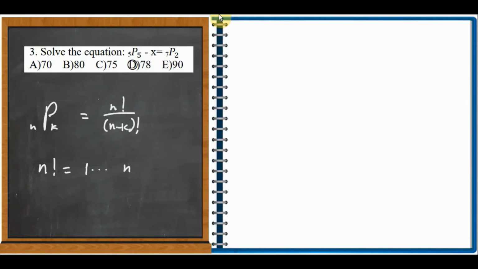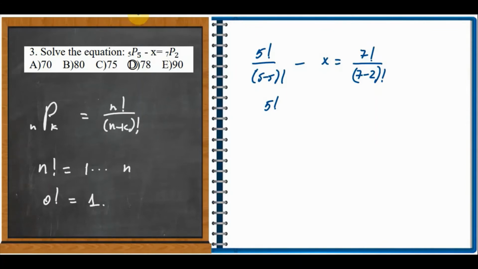Now, let's apply this formula. P 5 out of 5 will be 5 factorial over 5 minus 5 factorial. Minus x equals 7 factorial over 7 minus 2 factorial. Now, let's simplify 5 minus 5 factorial. Let's remind ourselves that 0 factorial is equal to 1. Now, 5 factorial over 0 factorial minus x equals 7 factorial over 5 factorial. Since 0 factorial is 1, we will just write 5 factorial minus x is equal to.